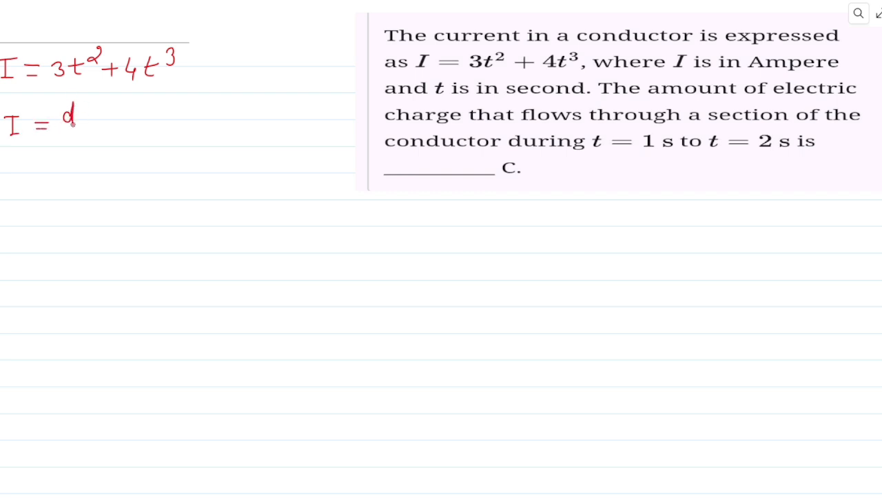we know that electric current is the rate of flow of charge. So I is equal to dq by dt. Here we know that the value of charge dq is equal to I dt, and we put the value of I from the given question. So dq is equal to I dt, and I is 3t square plus 4t cube, dt. Now here we have to get the equation of charge, and on integrating both sides we get the final answer.